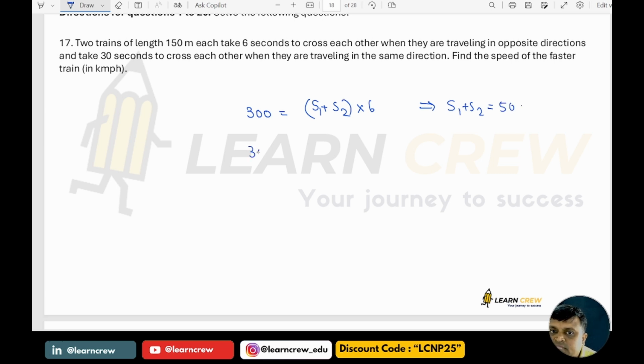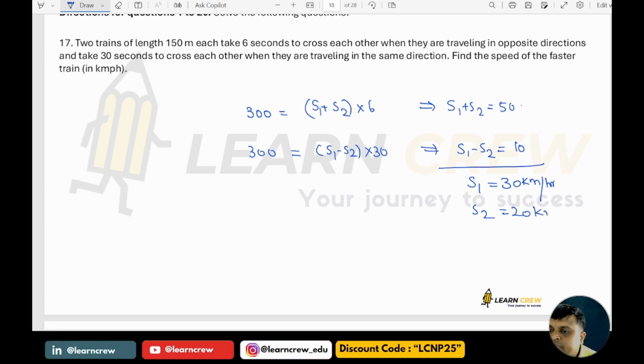Similarly, when they are moving in the same direction, 300 is equal to relative speed S1 minus S2, and it has taken 30 seconds. Thereby S1 minus S2 is equal to how much? 10. So from this S1 is equal to 60 by 2, which is 30, and S2 would be 20. Okay, so the speed of the faster train is how much? 30.